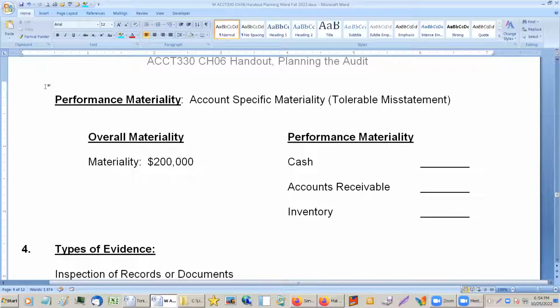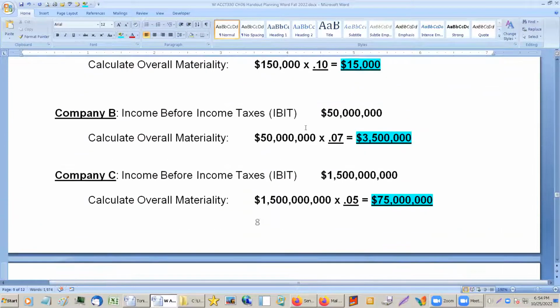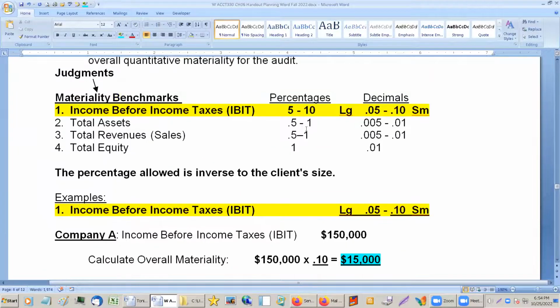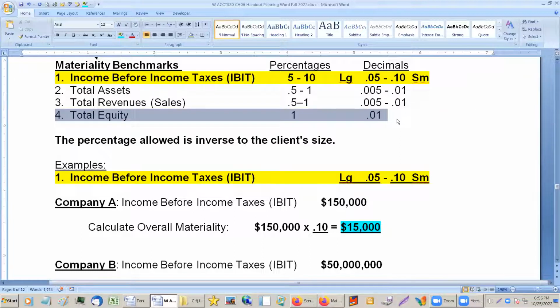We'll do performance materiality, and then we'll take a break. Oh, Professor, I have a follow-up question for the materiality benchmark. I know you mentioned larger companies get the smaller percentages. Is that on all 4 of those, or just on income before income tax? It's usually on all of them.